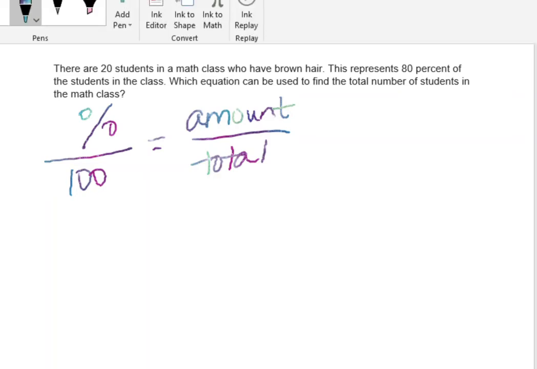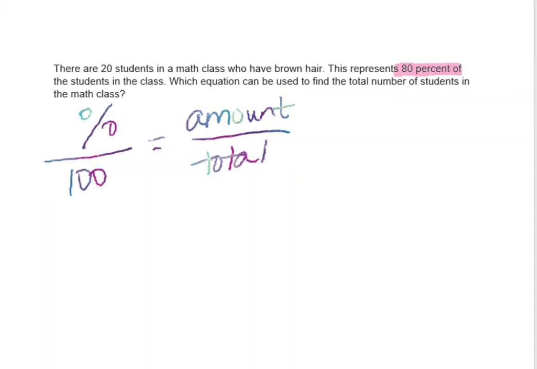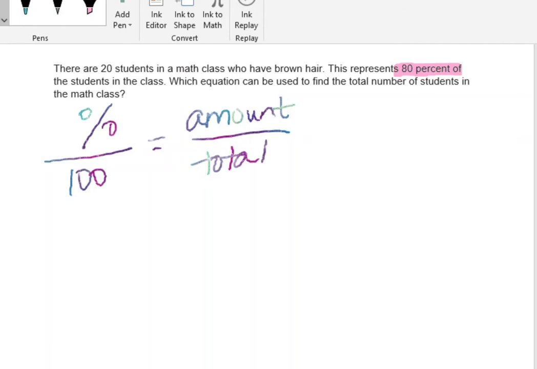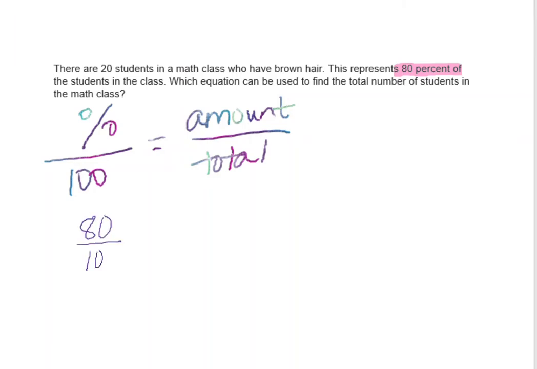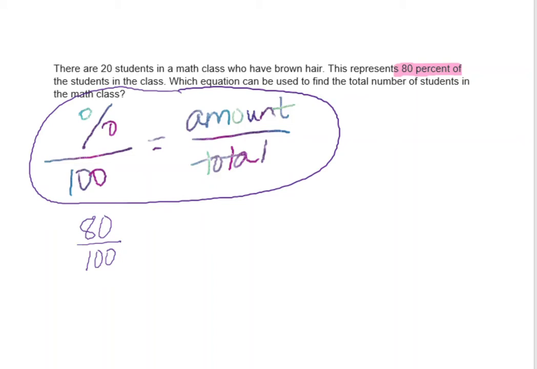When finding the percent, we know that percent always represents out of 100. So here, 80%, we're going to start off by saying that is 80 out of 100. Then we can use this format for our equation every time, because if 80% of the students have brown hair, then we know that 80% is equal to the amount of students that have brown hair out of the total number of students in the class.